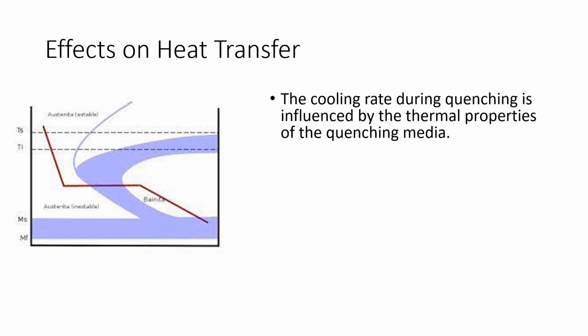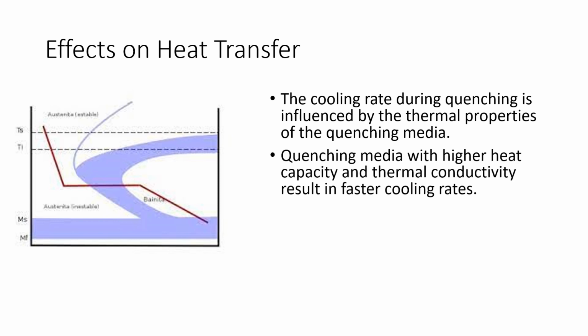So, the effects on heat transfer. The cooling rate during quenching is going to be influenced by the thermal properties of the medium that we're using for quenching. What are we using? Water, oil, brine, caustic soda, air quenching. What do we got going on here? Those are going to have an effect on the heat transfer.